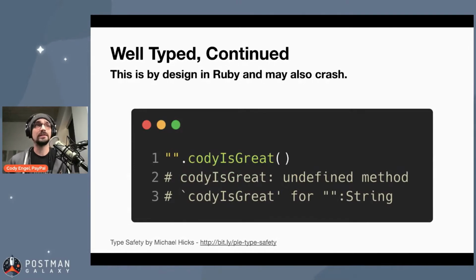One more example of this is Ruby. You can call a method on an object where that method isn't defined, and Ruby allows for this. It's a part of the language. In this example on line 1, we're calling cody_is_great on a string, but the string doesn't define that method, so it'll throw an undefined method exception. Because it defines that, and because you can do this without the application doing something undefined, we can also say that Ruby is type safe.